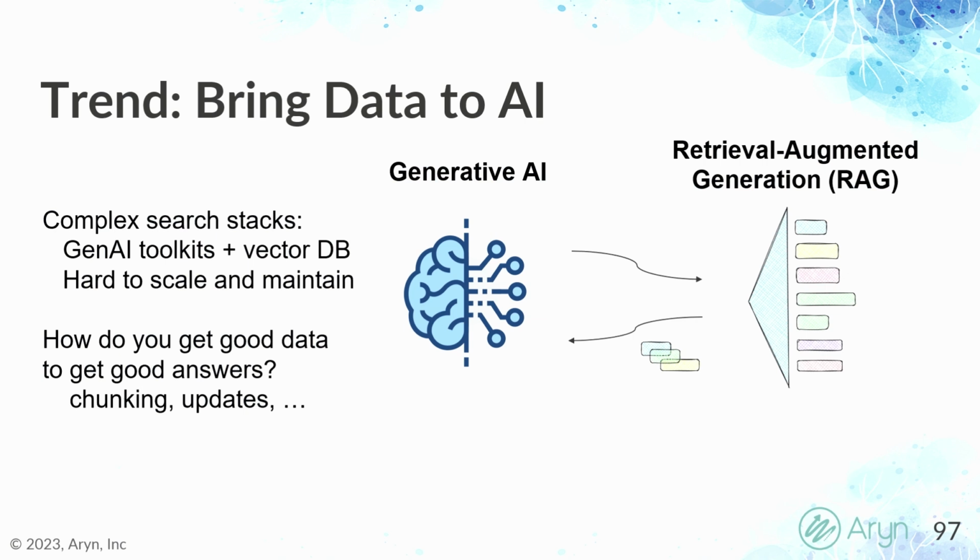And so we see customers building these complex search stacks out of Gen AI toolkits and vector databases today. They're in their infancy, right? So you can get proofs of concept running, but they're hard to scale and maintain and manage in the long term. And that's only part of the problem. The other part of the problem is, how do you get the good data into these indexes so they can then be presented to the generative AI so they give you good answers? And today, most people are basically left on their own to solve this problem.